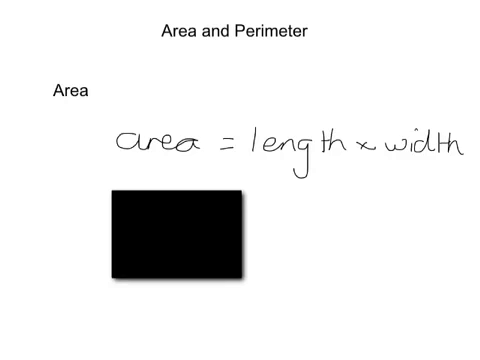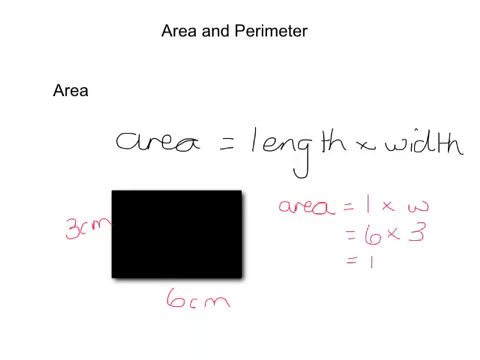So if I have this rectangle, and if I say that this length here is 6 centimetres and the side here is 3 centimetres, then to work out the area, I would say area equals the length multiplied by the width, which is the same as 6 multiplied by 3, which equals 18 centimetres squared. So I take one side, my length, and I multiply it by my width, and 6 times 3 is 18.